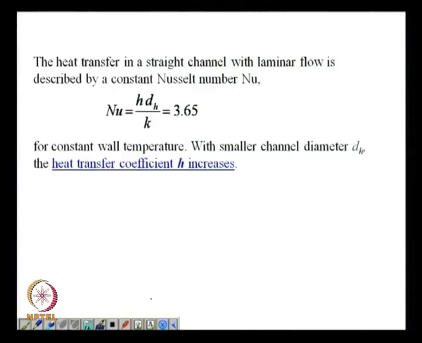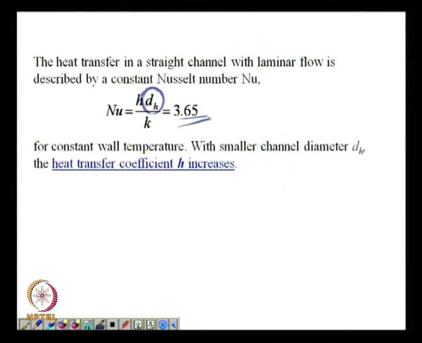to 3.65. And we also know that the Nusselt number is nothing but hd by k, h being the convective heat transfer coefficient, d the length scale, in this case the diameter of the tube, and k the thermal conductivity of the fluid. So, if we are using smaller diameter channels for such reactions, then the value of d is going to be so small, the value of h is going to increase. So, as the value of d reduces, the value of h will automatically increase, since hd by k is a constant.